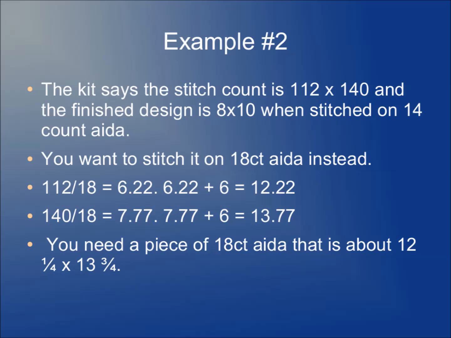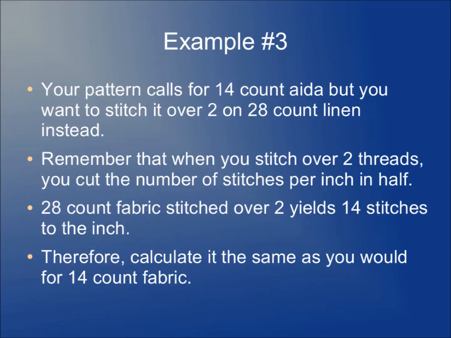And then the kit design is 140 stitches high. So you're going to divide 140 by 18 and you get 7.77 inches, and you're going to add 6 to that, so you're going to get 13.77 inches. And so now you know your fabric size needs to be about 12 1/4 by 13 3/4, or if you want to make it simple, 13 by 14.